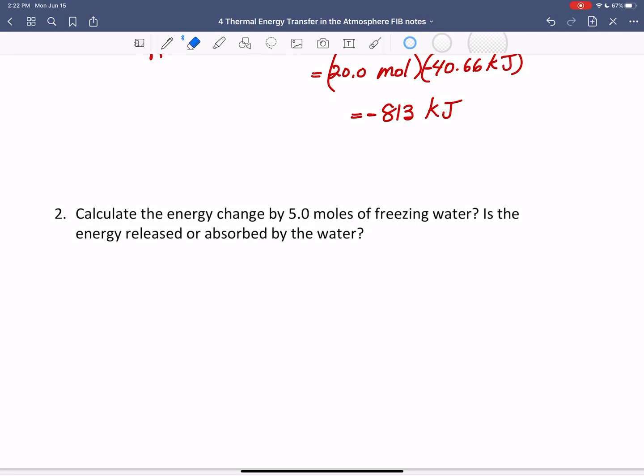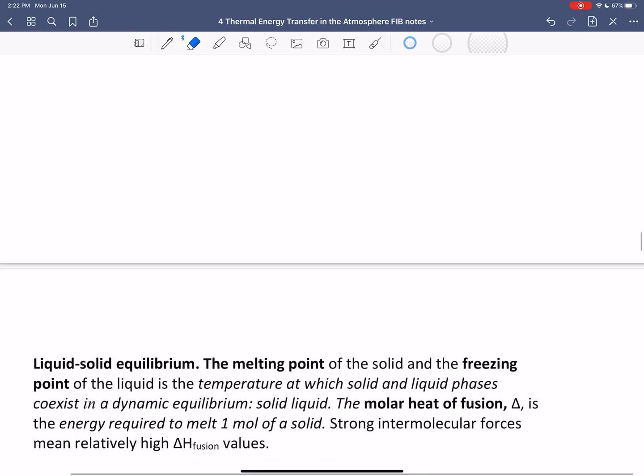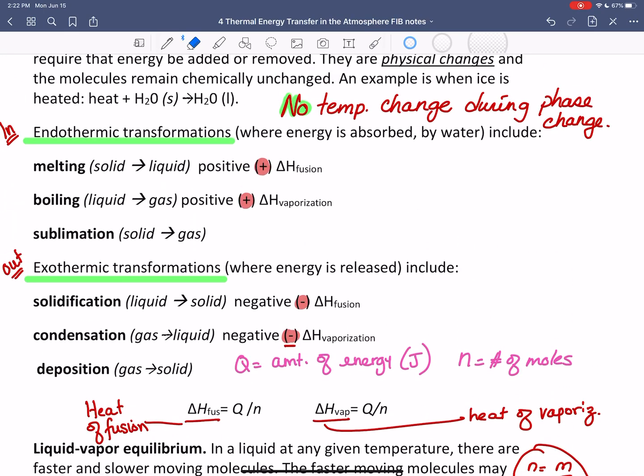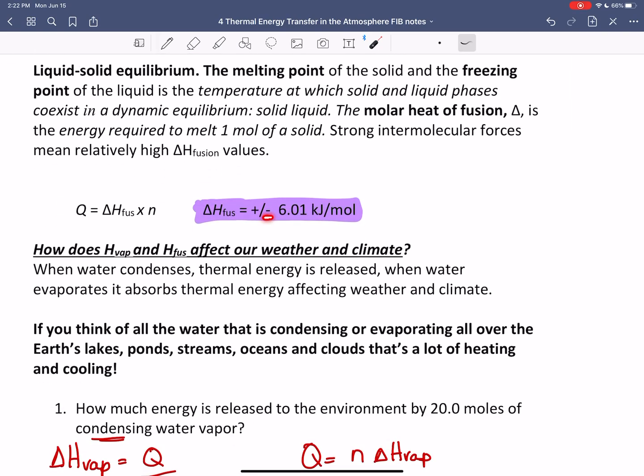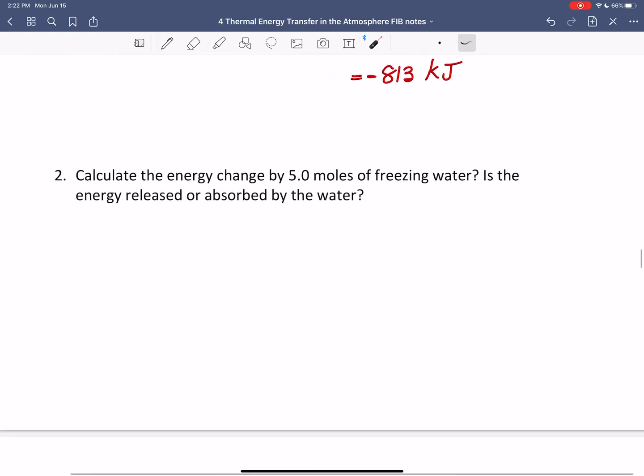So calculate the energy change for 5 moles of freezing water. You can do that one, same kind of idea. Okay, we are freezing water, so we are solidifying. So again, if we are solidifying, we're going to have a negative number, negative ΔH fus, right? Remember, it gives you the option of either positive or negative. So you can do that one.